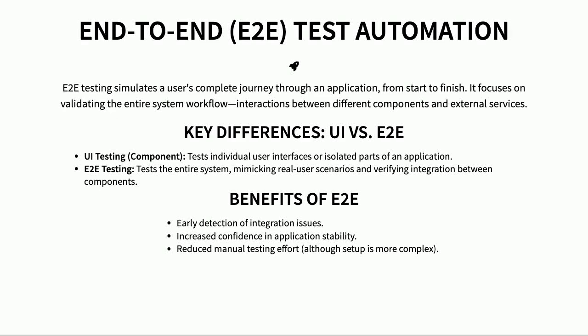Okay, let's talk about end-to-end testing, or E2E testing as it's often called. Essentially, end-to-end tests are like simulating a real user going through your entire application from beginning to end. Think of it as a full journey for the user. It's different from UI testing, which focuses on individual parts of the app. Instead of just checking one button or form field, end-to-end tests cover all the interactions between those components and even with external services like databases or APIs. The main benefit is that you catch integration problems early, before they become big headaches, and it can actually reduce the amount of manual testing needed in the long run.